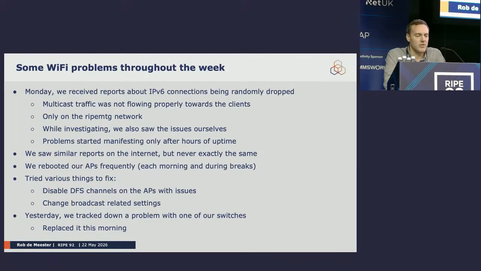So on Monday, we started getting reports from a small group of people about some of the IPv6 connections being dropped on the RIPE MTG network only. After investigating, we saw some similar reports on the Ubiquiti forum, but they were not exactly the same as what we were experiencing. The advice was generally to reboot your access points, and so we started doing that on Tuesday, rebooting them regularly. We also tried a bunch of other things to fix it.